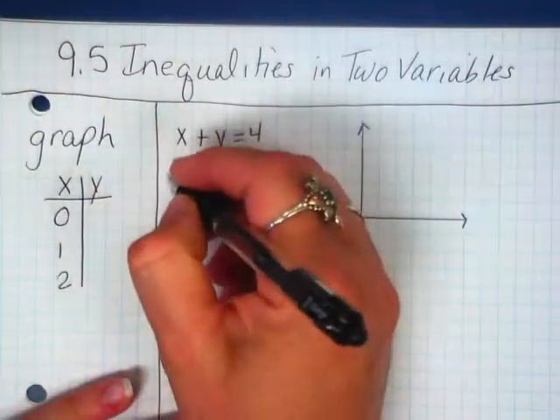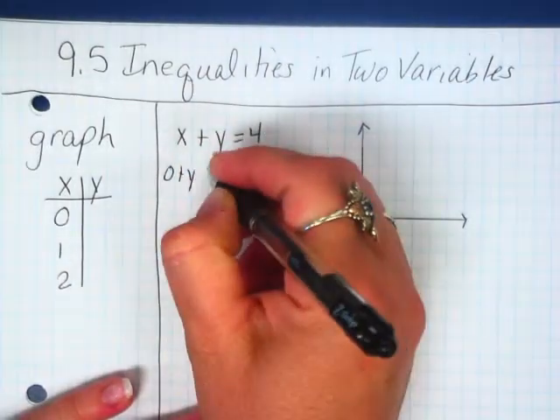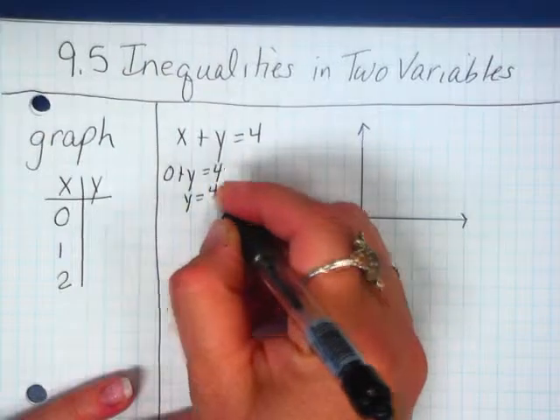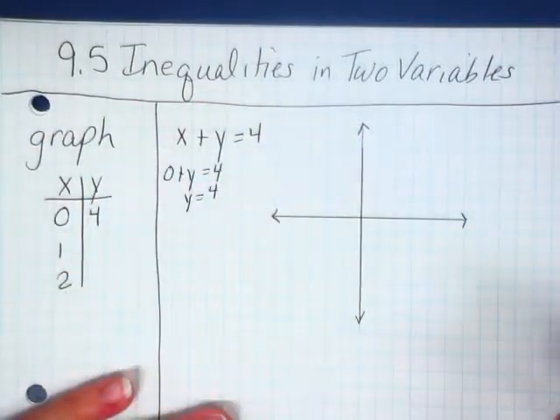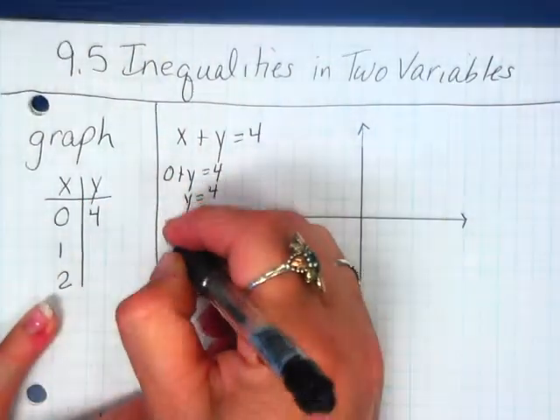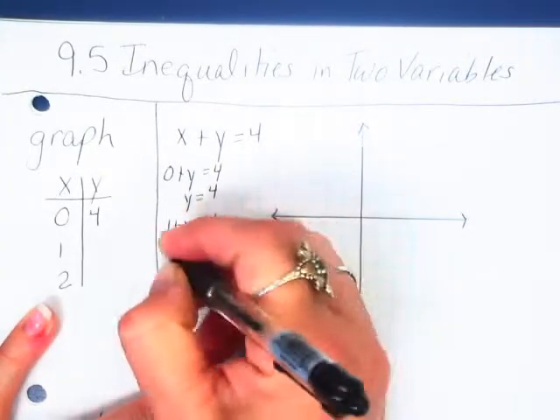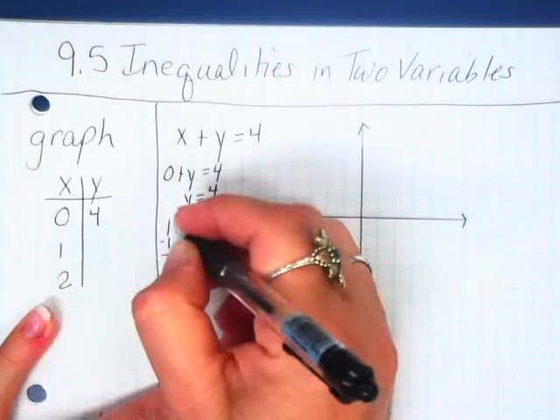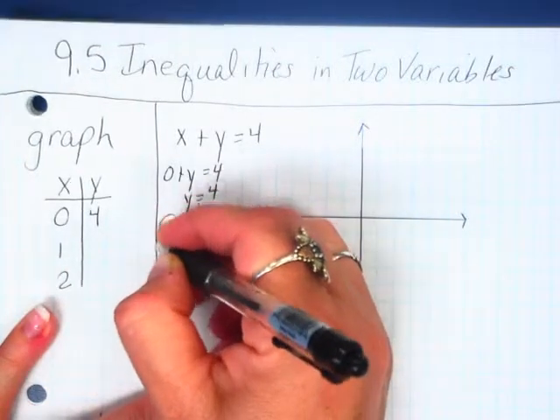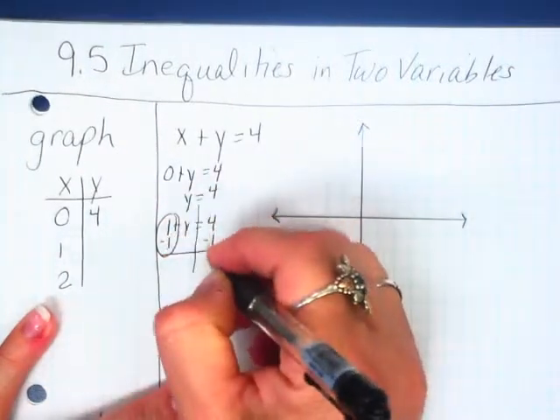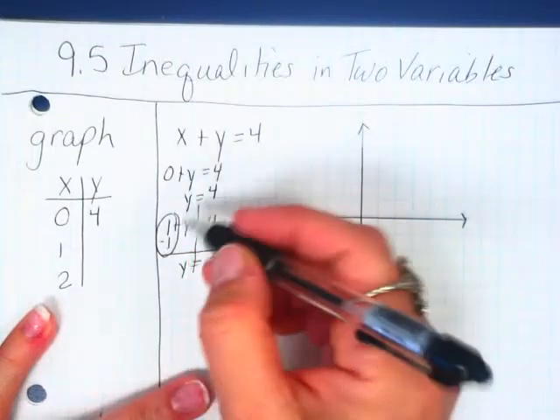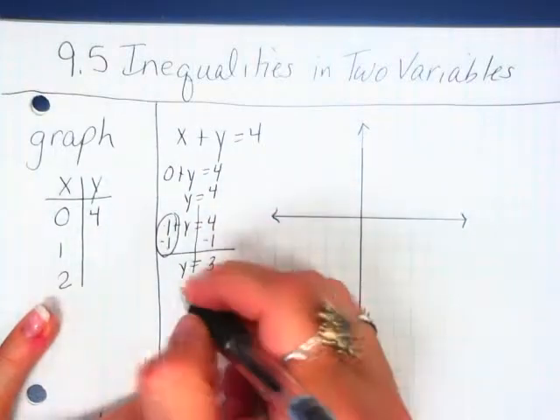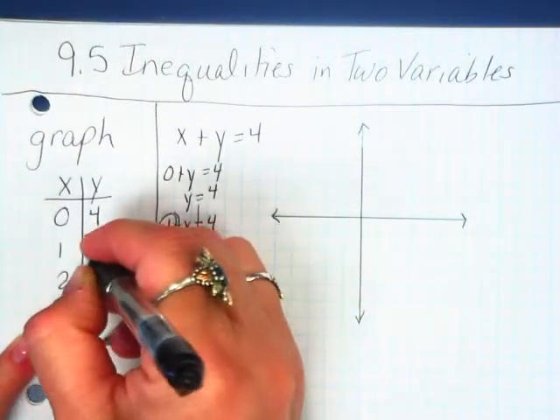We're going to plug in 0 and see what we get. 0 plus y is y, so we get y equals 4. We try 1. 1 plus y equals 4. Remember that we're doing opposite operations, so if I subtract 1 from both sides, 1 minus 1 is 0, because here it's a positive 1. So we find that y equals 3.